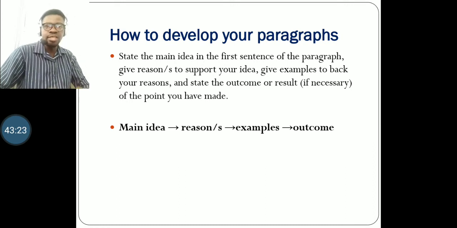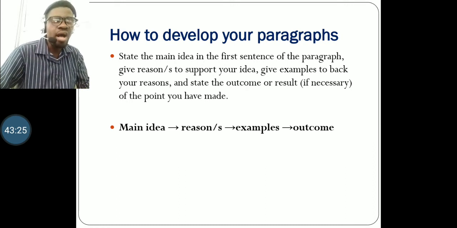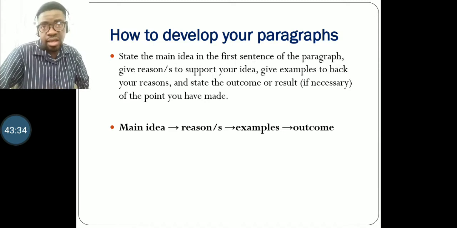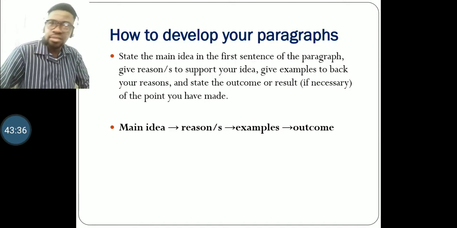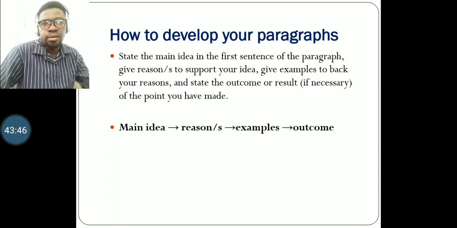So let's say your paragraph has 4 sentences. The first sentence, the main idea. The second one is giving reasons why you're saying that. Then the third one is an example. Then the last one is an outcome. Okay, let's see how that can be done.